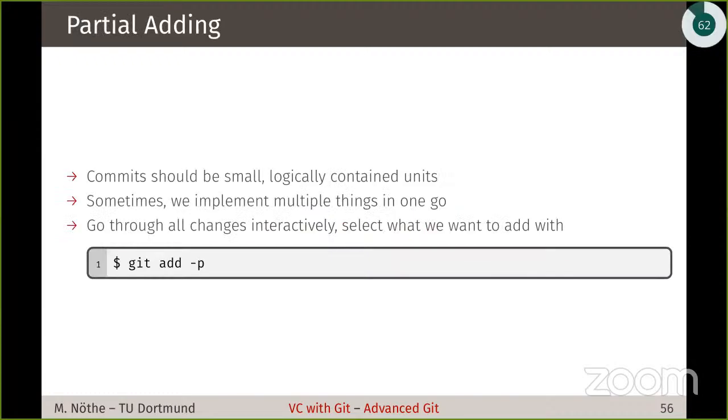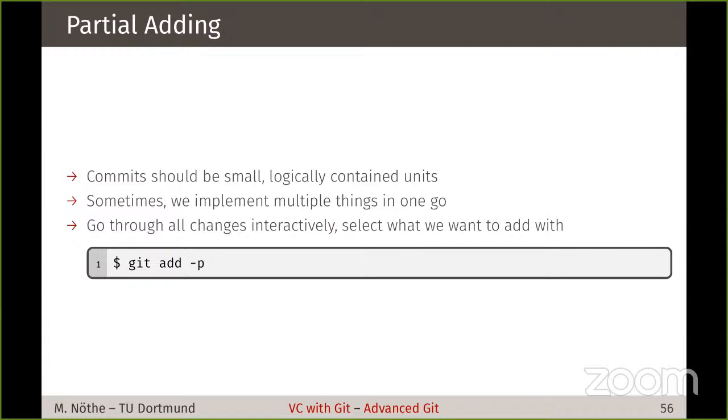And the first one is that we talked a lot about how you should make these small logically contained units of changes. And sometimes you maybe get into the flow and you work on a lot of stuff and you have multiple changes made that have nothing really to do with each other, maybe even in the same file. So you have a large code base, a large file with several functions, for example, and you change two of them, you can imagine.